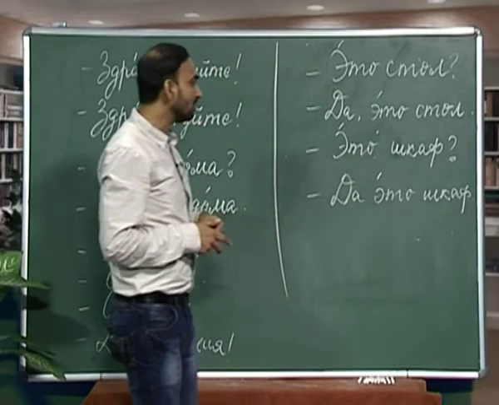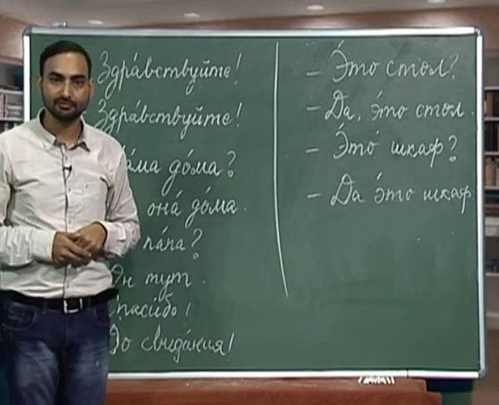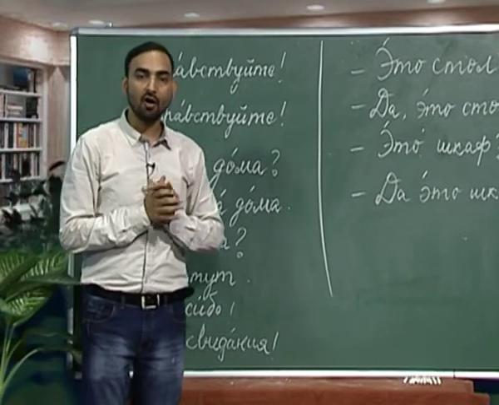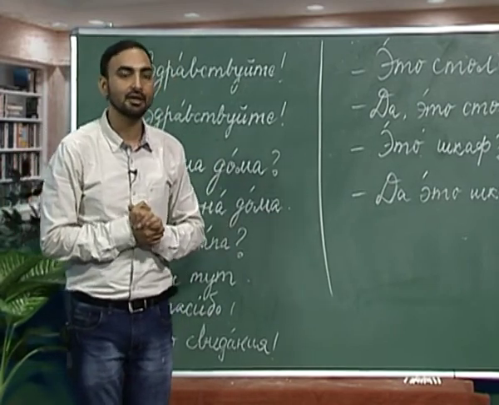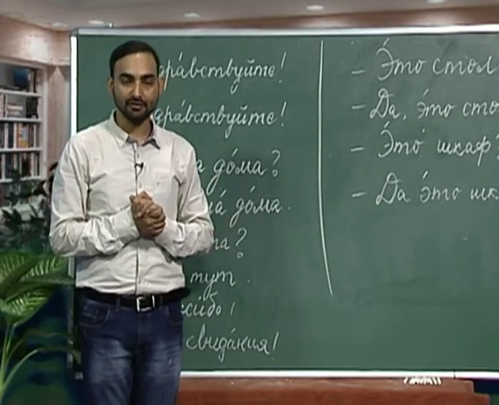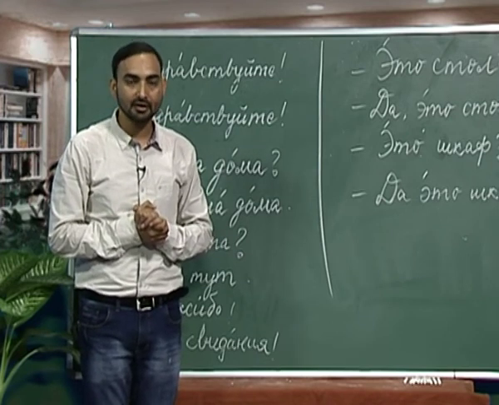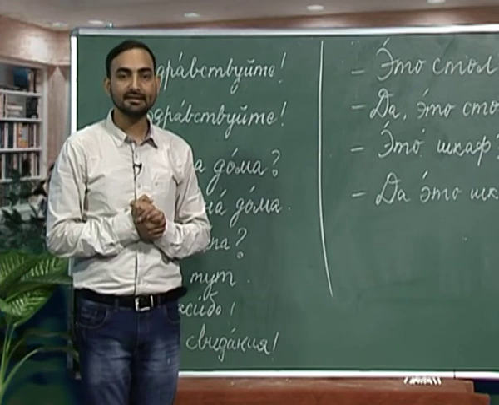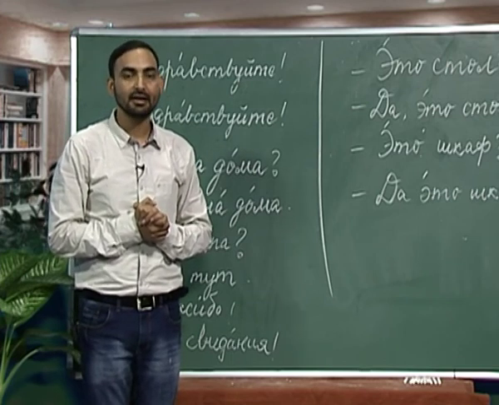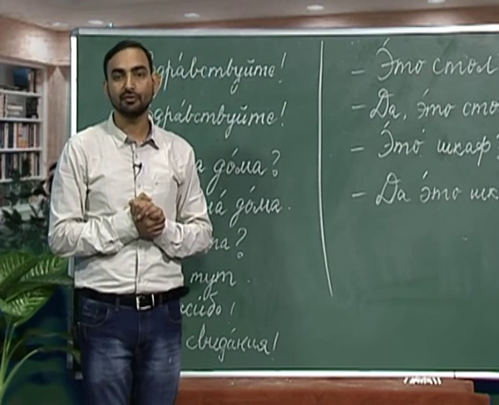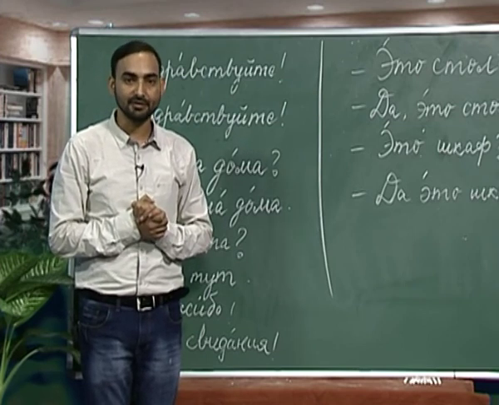So, this is how we read a dialogue in Russian. So, let us conclude this lesson. What all have we learned in this lesson? We have learned some consonants and vowels with some words. We also learned some pronunciation rules, intonation of a sentence, and we practiced those rules with some examples.